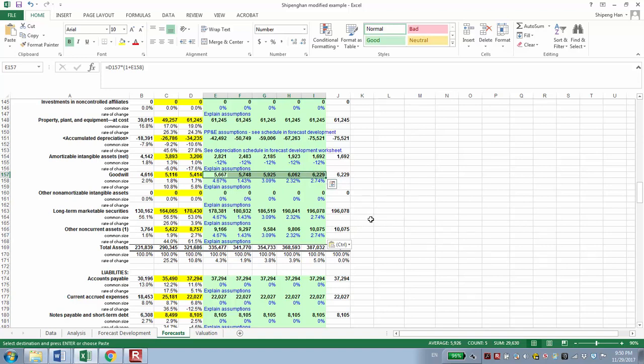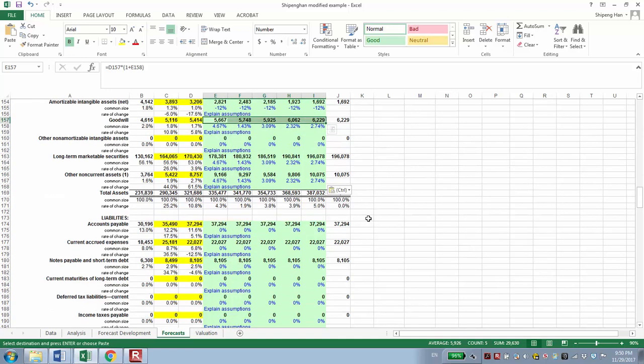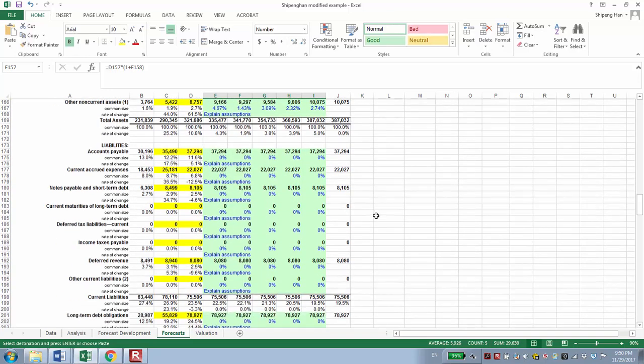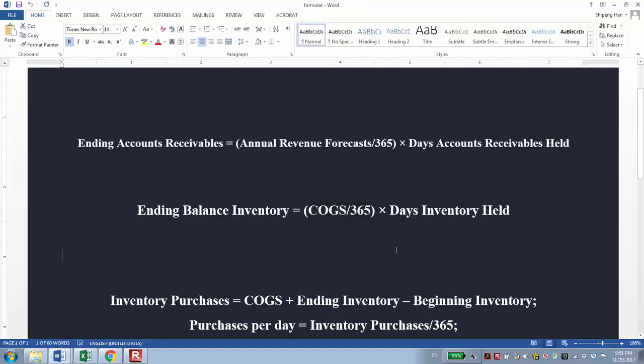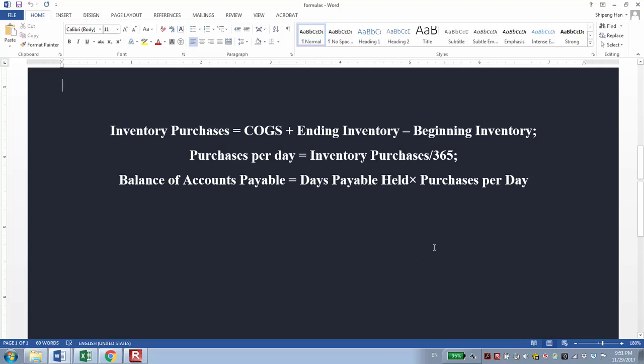Okay, so these are all operating assets. So the next one is operating liabilities. The first one is accounts payable. To forecast the accounts payable, we still use the number of days payable held. So we can take a look at the formula. The balance of accounts payable is a product of the number of days multiplied by purchase per day, but we don't have the purchase available from the accounting information.